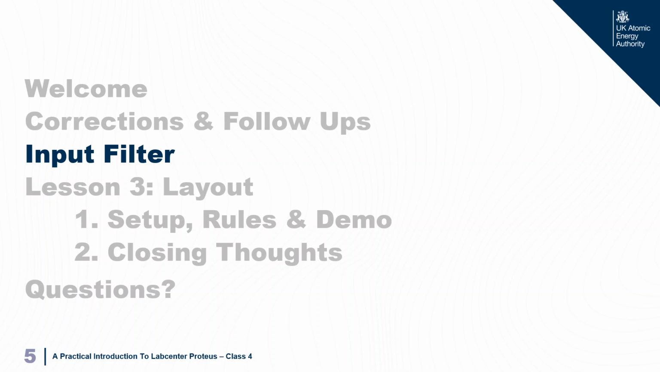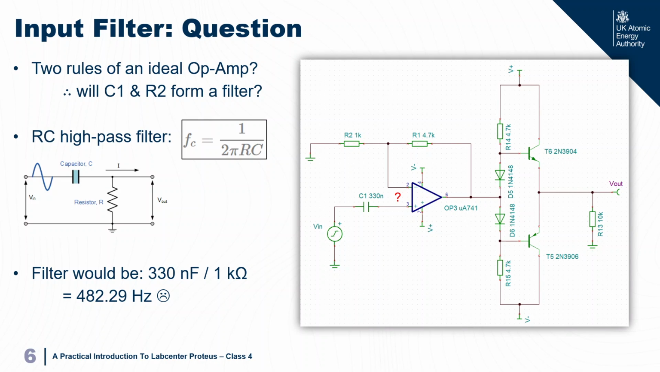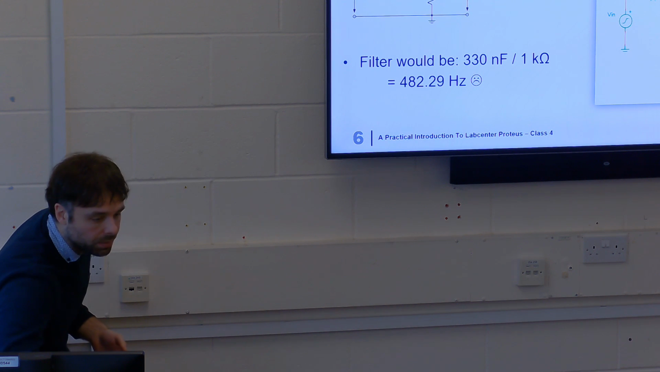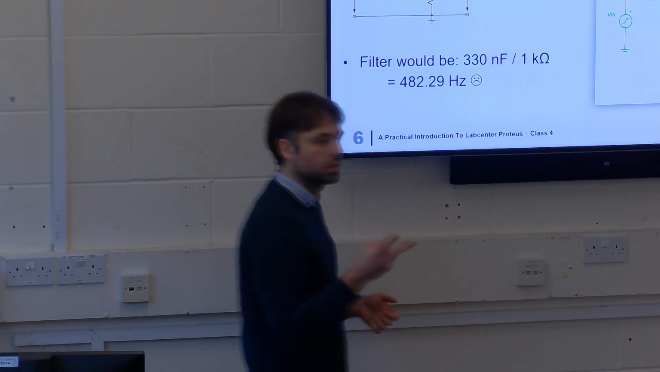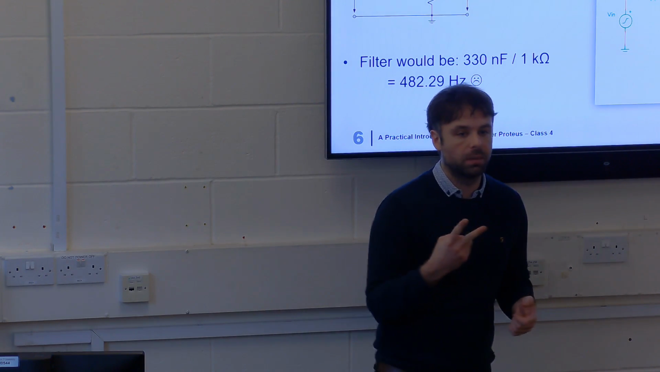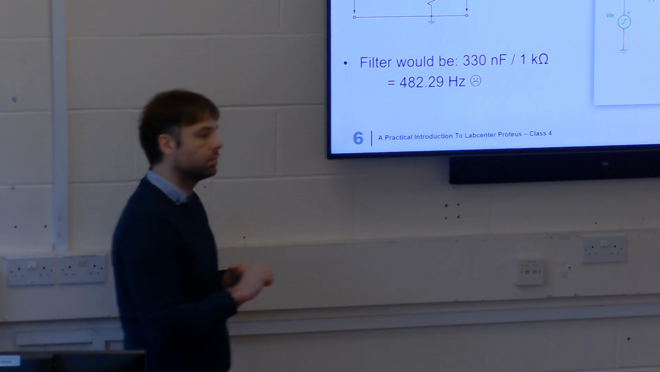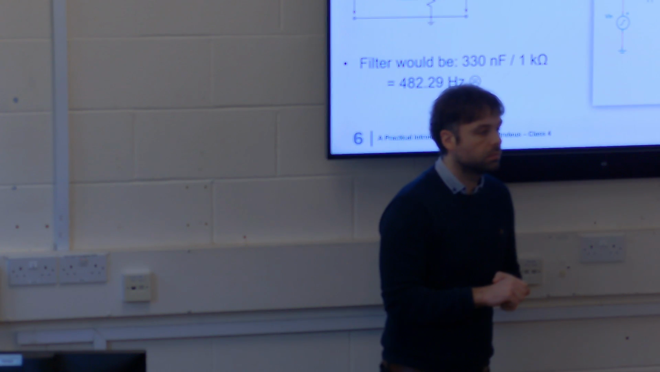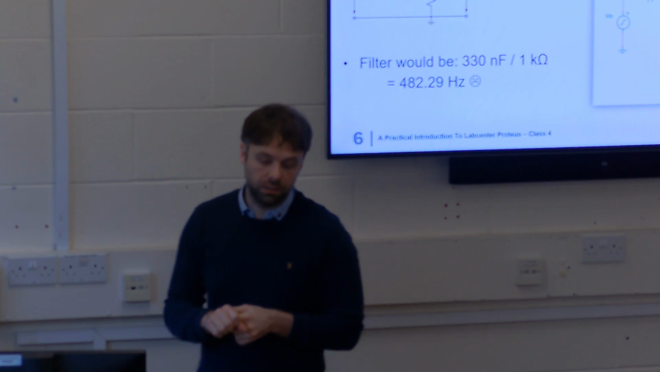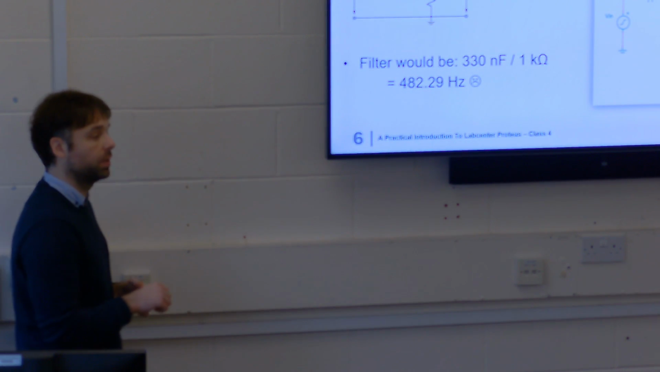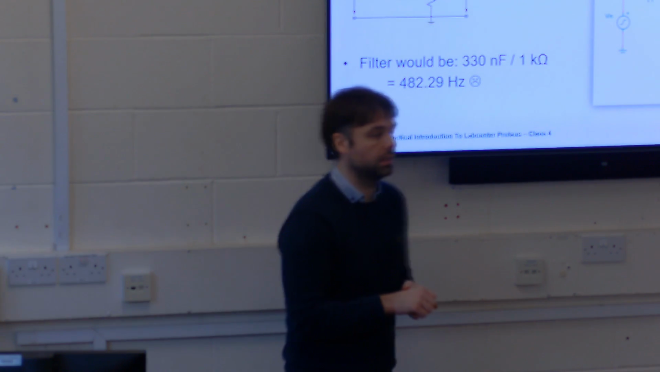Right, so input filter. There was a question last week as to whether we would get a filter when we build this circuit with C1 and R2. Because this op-amp, can anyone tell me the two ideal rules of an op-amp? What are the two main rules of an op-amp? Infinite input impedance, yeah. And zero offset between the inputs. Yes, it'll do its best to maintain the voltage between the two inputs, given the right circumstances.